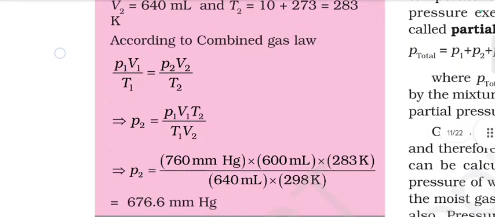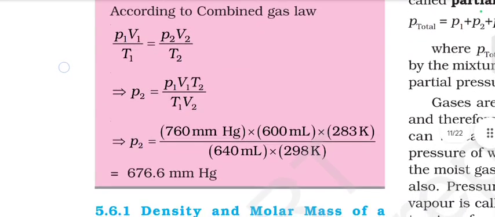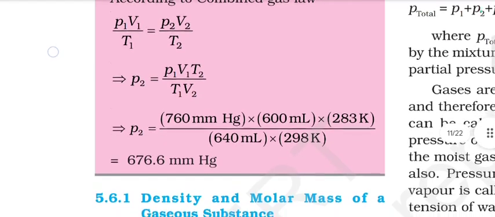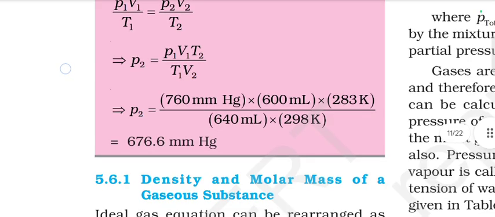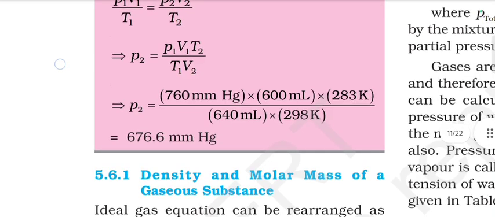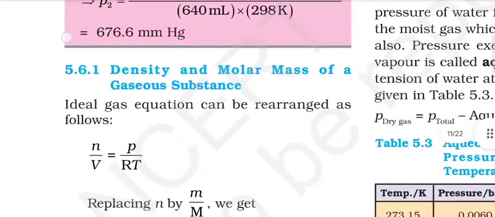According to the combined gas law, P1V1/T1 = P2V2/T2. P2 = P1V1T2/(T1V2). P2 = (760 mmHg × 600 ml × 283 Kelvin) / (640 ml × 298 Kelvin) = 676 mmHg.